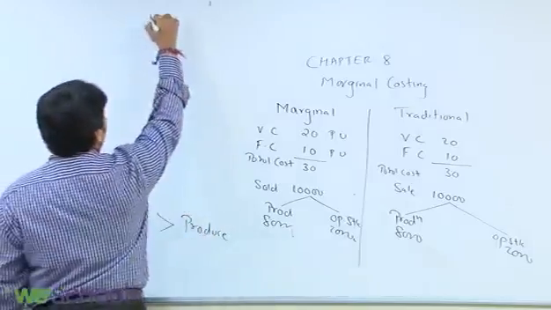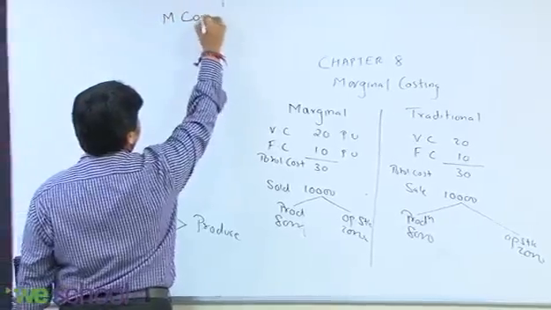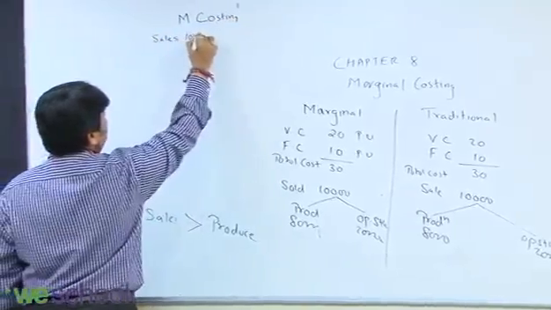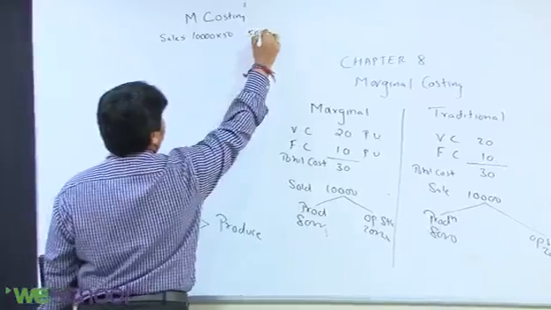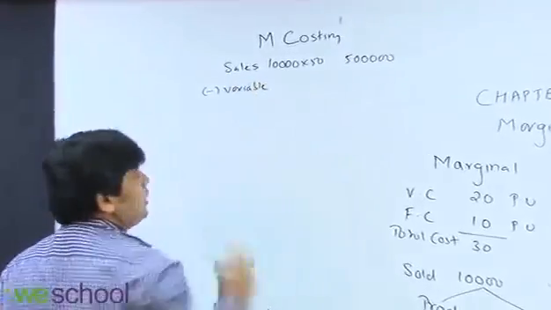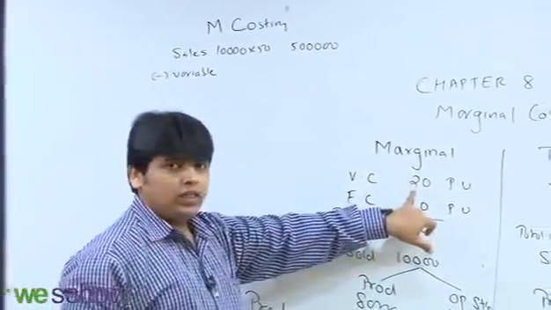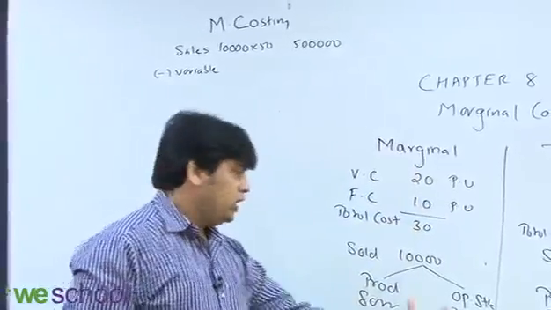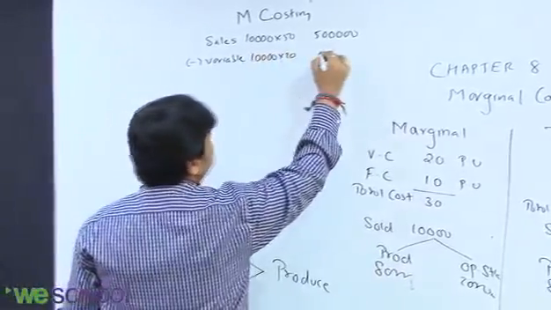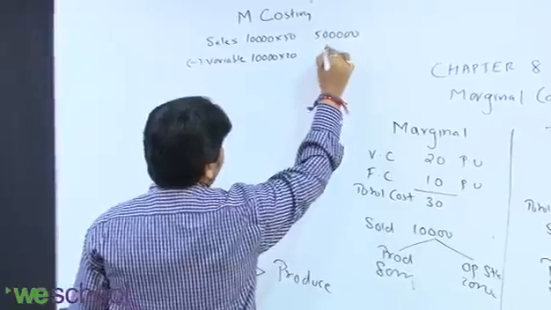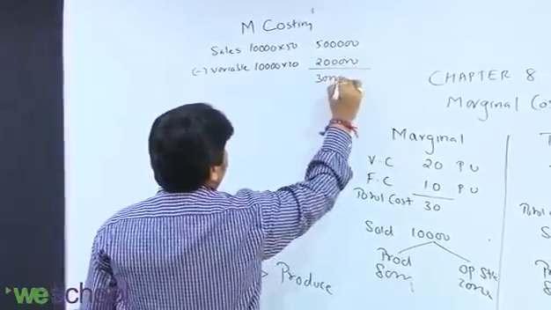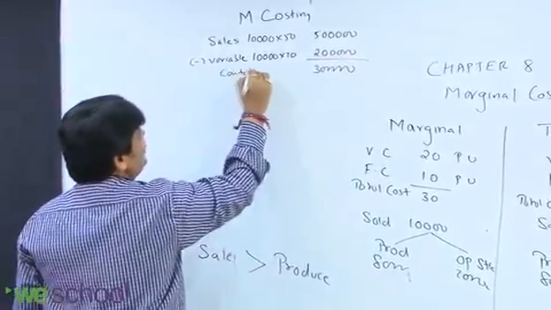So let us start with marginal costing techniques. In this, sales is how much? 10,000. So I told you 10,000 into 50, that is 5 lakhs. Less variable cost. Variable cost is 20 rupees. This year also variable cost is 20 only. So 10,000 into 20 is 2 lakhs. So the contribution is 3 lakhs.